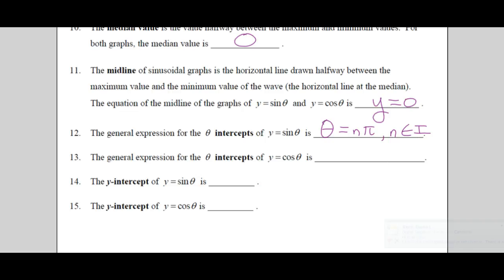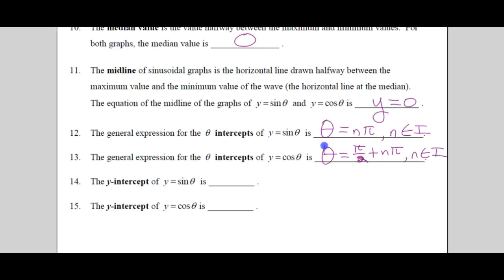General expression for the theta intercepts of y equals cos theta. So look at cos theta. Where does it intercept? Okay, so let's do this. Where's the first positive theta intercept for cos? 1/2 pi, right? So pi over 2. And then how far is it between intercepts? pi. So it's pi over 2 plus n pi. So all we do is find the first one, pi over 2. Where are the rest of them? And they're pi apart.